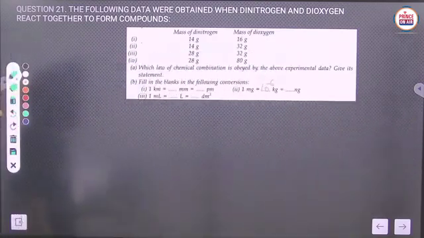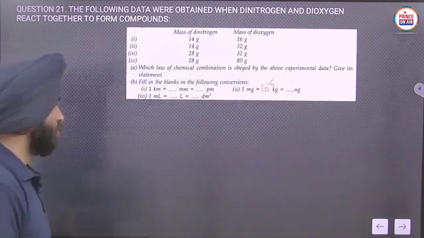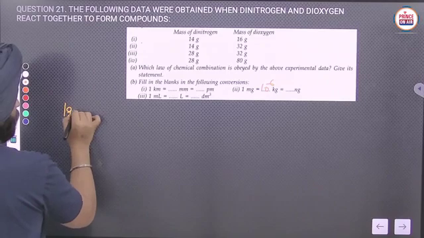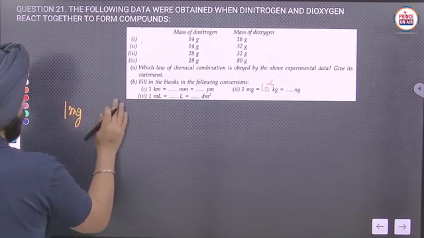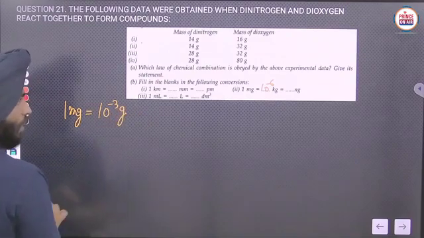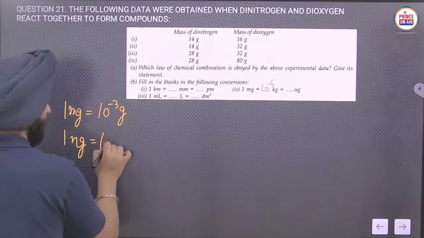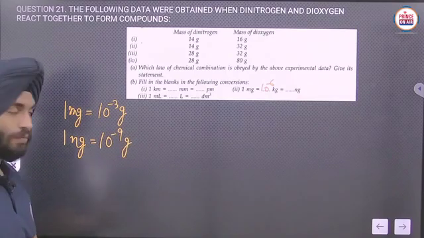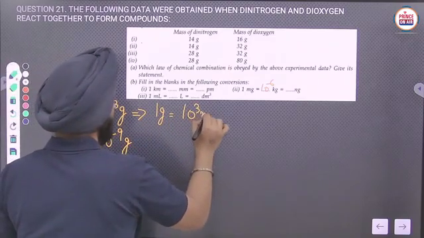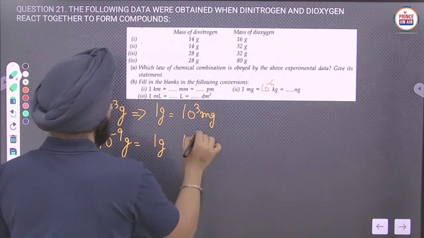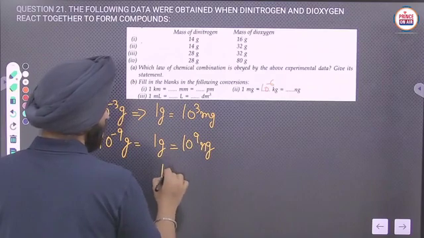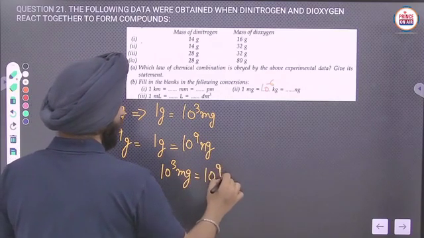Now next one is, in terms of nanogram, 1 milligram in terms of nanogram we have to convert. Okay, so similarly, in terms of gram you can convert all these things. 1 milligram is equal to 10 raised power minus 3 gram, and 1 nanogram in terms of gram is equal to 10 raised power minus 9 gram. Okay, clear? So through this value we can calculate the value of 1 gram. 1 gram will come out to be 10 raised power 3 milligram, and here 1 gram comes out to be 10 raised power 9 nanogram. So we can just equalize these both values. It will come out to be 10 raised power 3 milligram equals 10 raised power 9 nanogram.